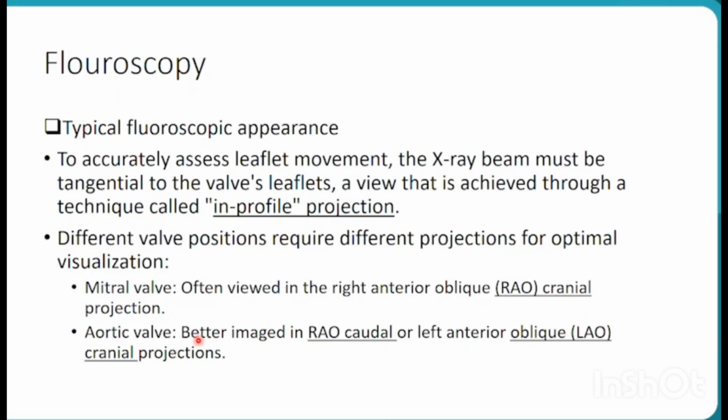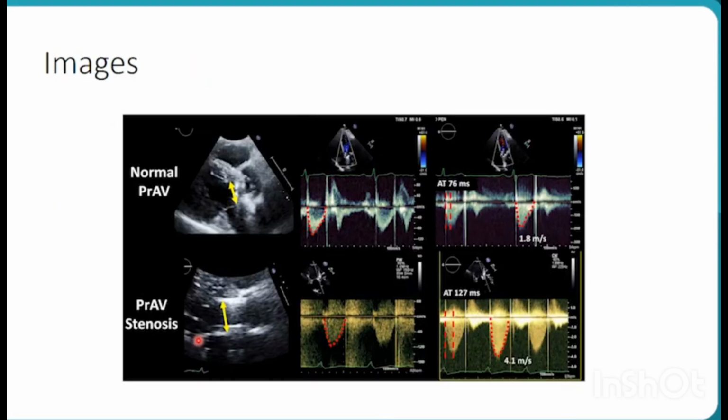Now the in-profile projection varies according to the anatomy of the heart, but grossly for the mitral valve we use the arcocranial view, and for the aortic valve we use an arcocaudal or arcocranial view. Again, for the mitral valve arcocranial, and for the aortic valve arcocaudal or arcocranial. So this is just an image showing that one must measure the outer to outer edge, not inner to inner edge, for measurement of the LVOT diameter.